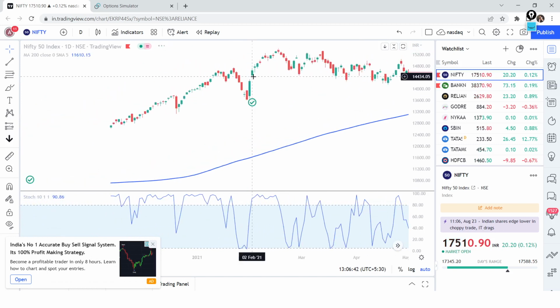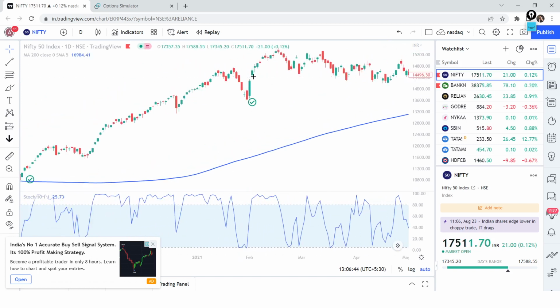So let's try and apply that particular strategy at this particular time frame. So we have selected daily time frame over here. This is your 200 SMA, and here is the stochastic indicator with the condition that I set for you. So on 29th of Jan, let me just open the system, right?